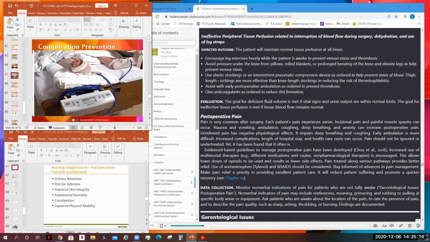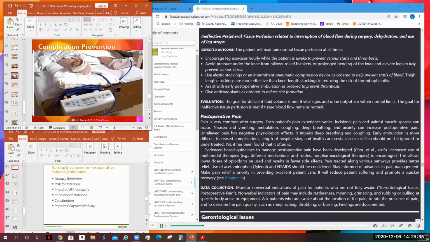Encourage leg exercises hourly while patient is awake to prevent venous stasis and thrombosis. Avoid pressure under the knee from pillows, roll blankets, or prolonged bending of the knee, and elevate legs to help prevent venous stasis. Use elastic stockings or an intermittent pneumatic compression device as ordered to help prevent stasis of blood. Thigh-length stockings are more effective than knee-length stockings in reducing the risk of thrombophlebitis.